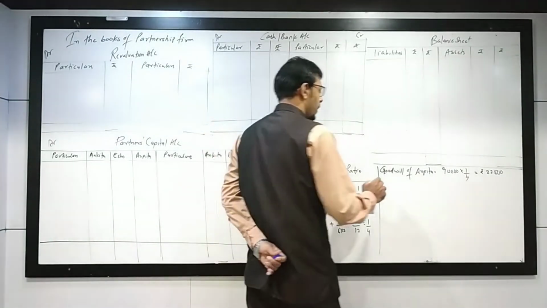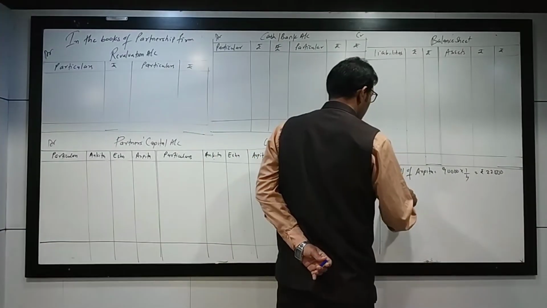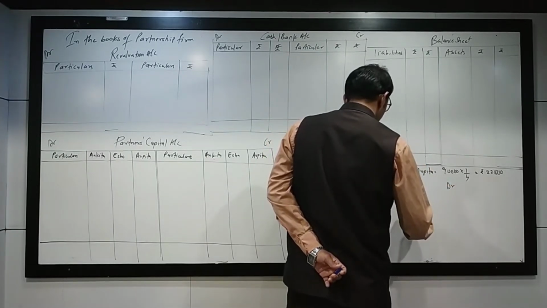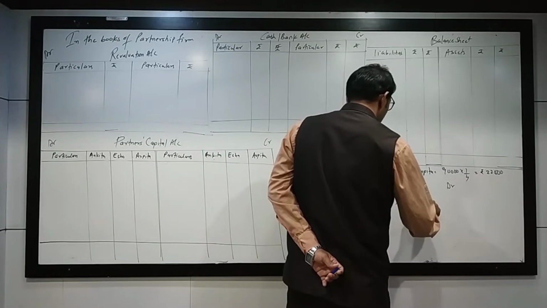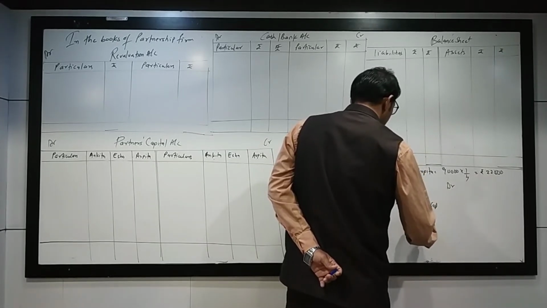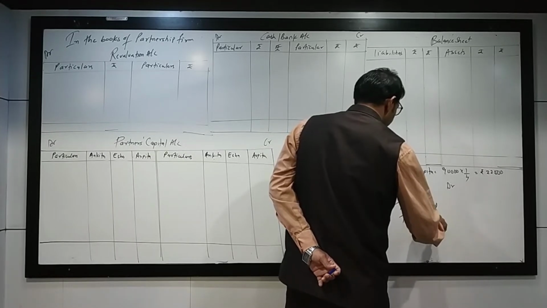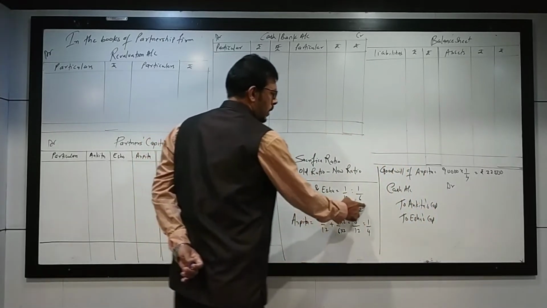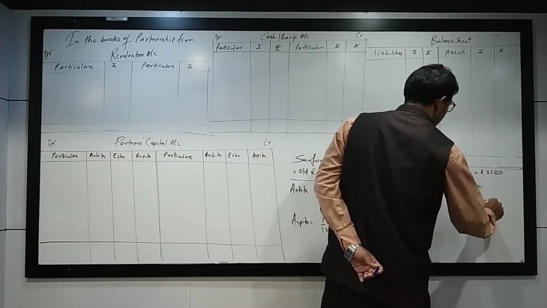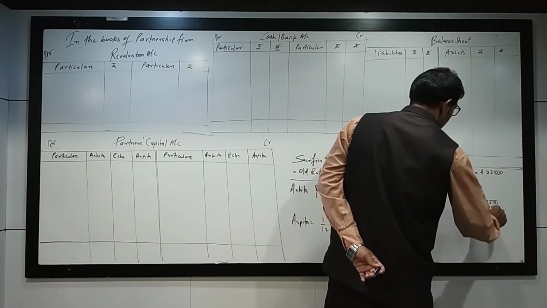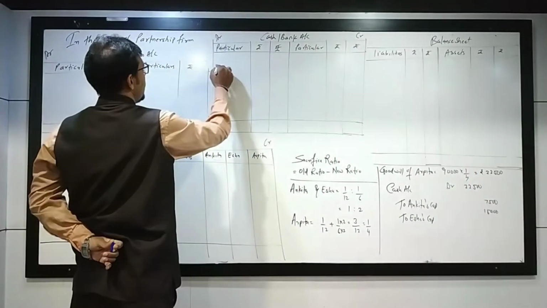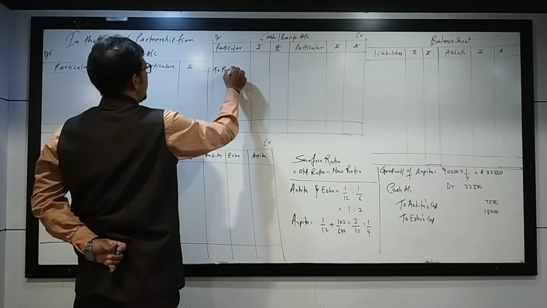So if a new partner brings the amount of goodwill, then we have to write the entry. Cash account debit to Ankita's capital, to Nisha's capital. What is the sacrificing ratio? 1:2. So of 22,500, 1 is 7,500 and 2 is 15,000. This amount we have to transfer. On the debit side of the cash account we will write premium for goodwill.